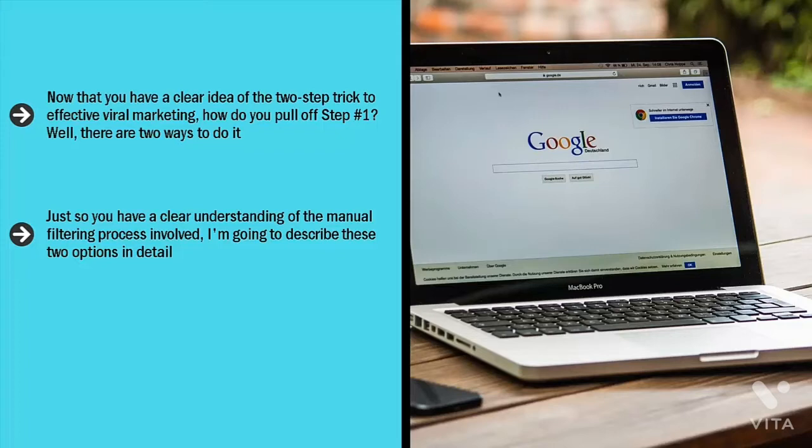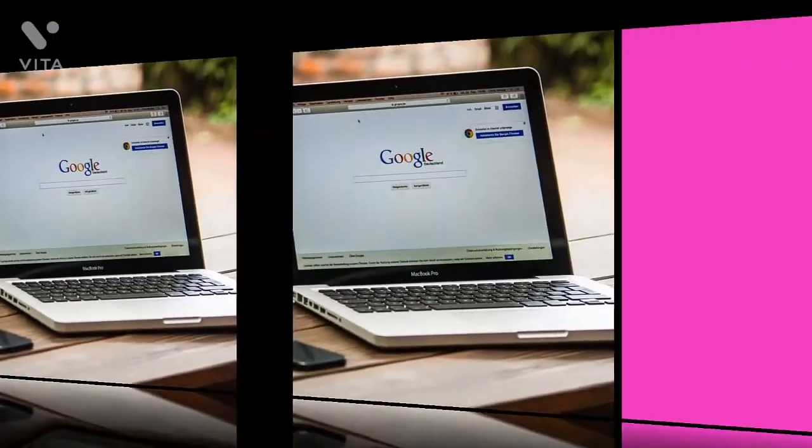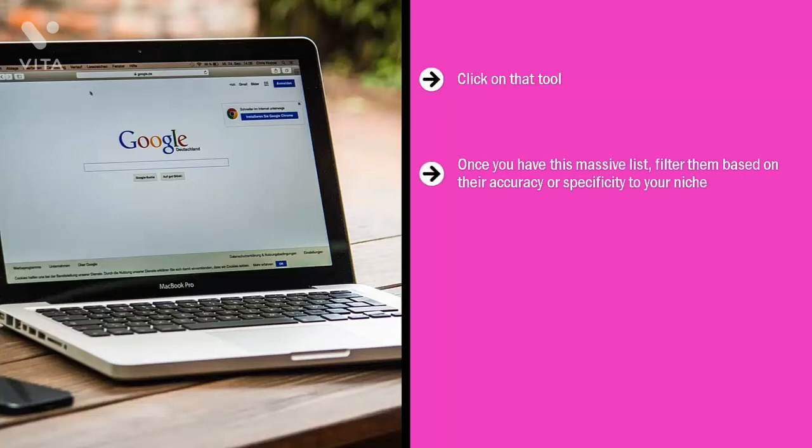You can get highly targeted content through this labor-intensive method. The first thing that you need to do is go to the Google Keyword Planner tool. If you don't know what that is, sign up to Google Ads and click on their Tools link and you will be shown a menu that lists the Google Keyword Planner tool. Click on that tool. Enter a few keywords directly related to your niche. Keep doing this and you will see tons of related keywords. Once you have this massive list, filter them based on their accuracy or specificity to your niche.